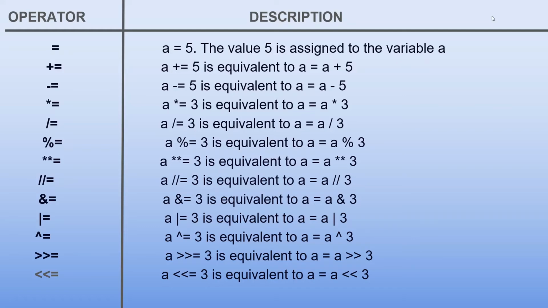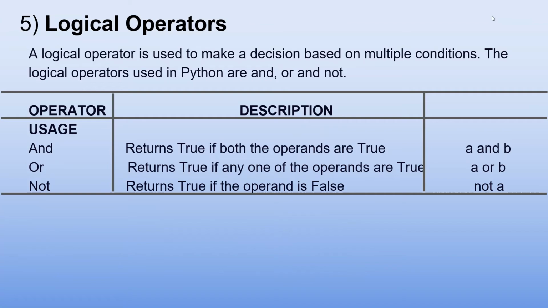Next we will be going with the logical operators. As we are using the term logical operators, we can easily make out that it is going to use some AND gate, OR gate, NOT gate basically. So let us go initially with the definition, which goes like: a logical operator is used to make a decision based on multiple conditions. The logical operators used in Python are AND, OR and NOT.